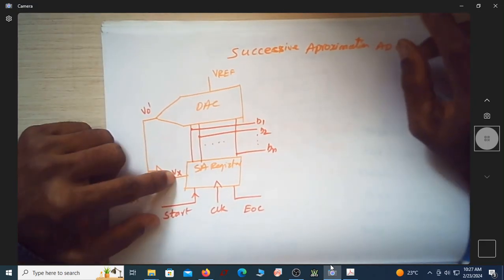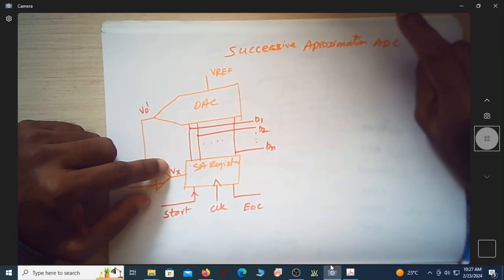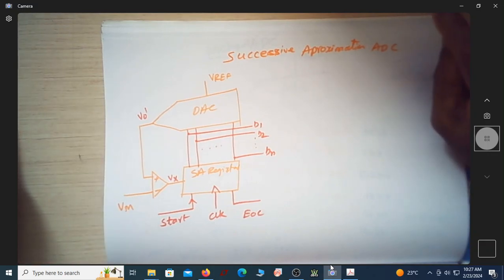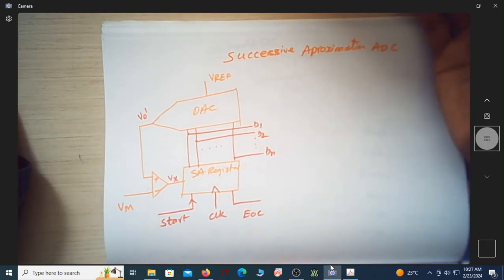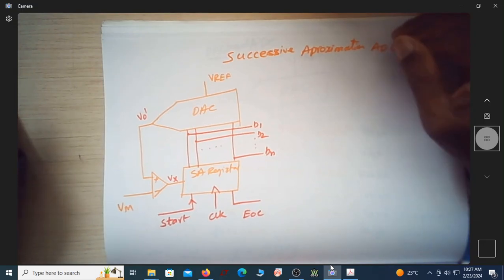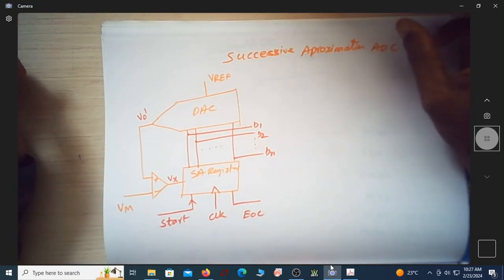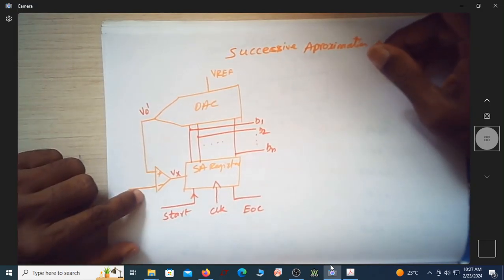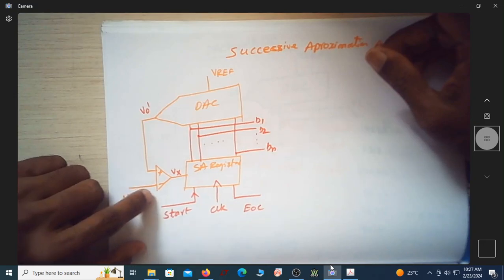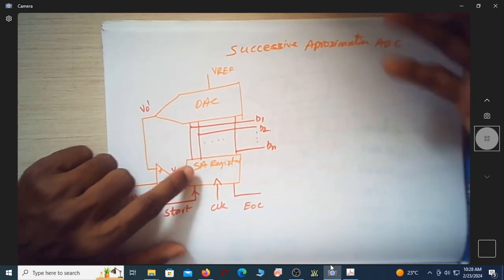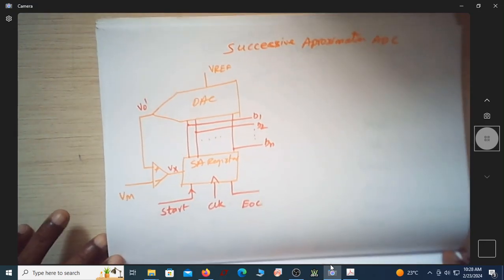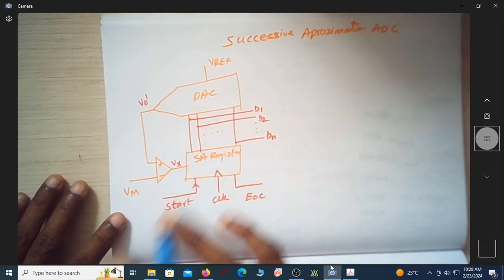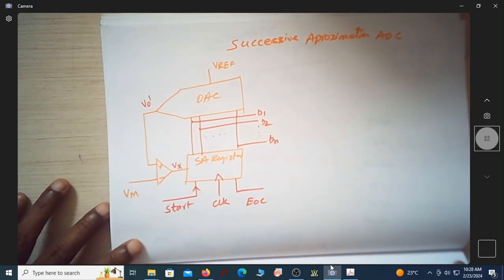It starts with the MSB first. It compares, and if the DAC output is less than the input voltage, you retain the MSB and update the next lower bit. Then you start comparing. If the comparison indicates that the output of your DAC is still less than the input voltage, then you again set the next lower bit. That's how it happens. That will continue till all 8 bits, or all n number of bits, are covered.